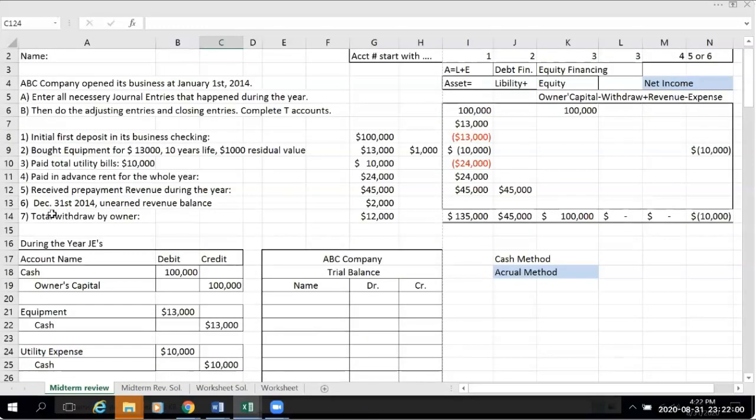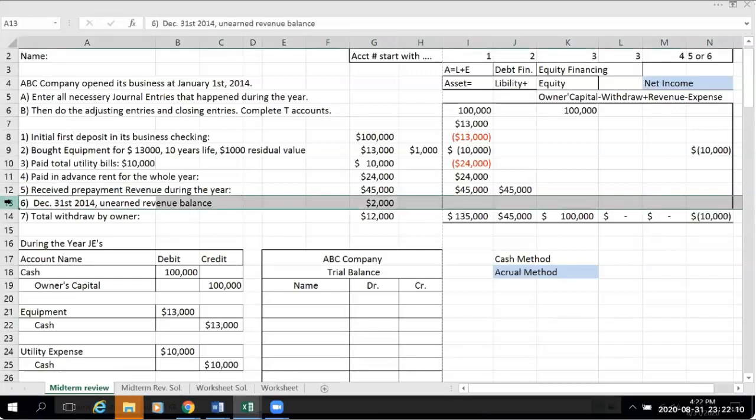Now, let's look at this. On December 31st, unearned revenue balance was 2,000. That's a good information we needed. Line 13, that's a good information. But we need it at the end of the year, December 31st. For now, let's finish. Keep that in mind because that comes handy later on when we want to do adjustment and recognize a proper amount of revenue.